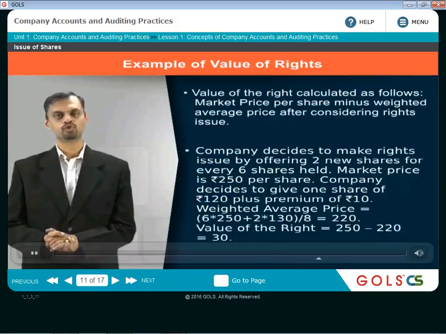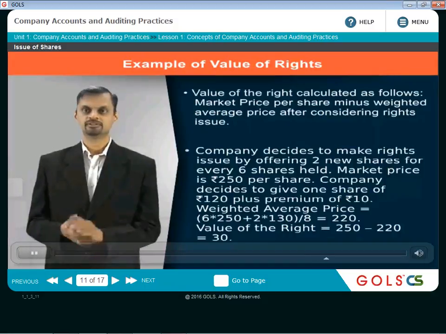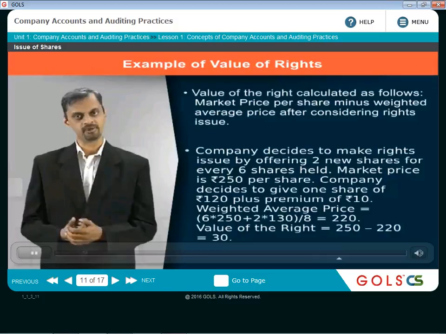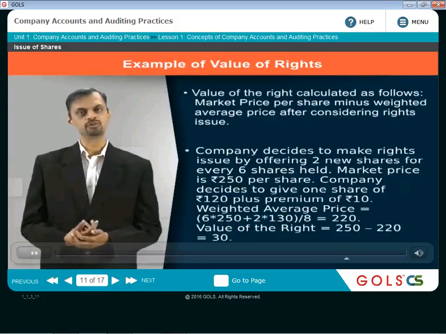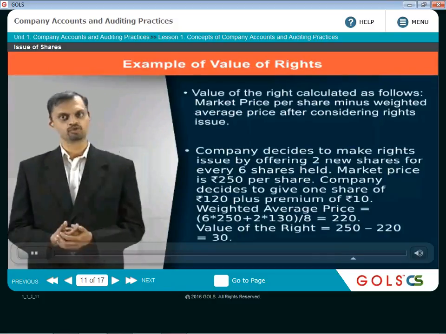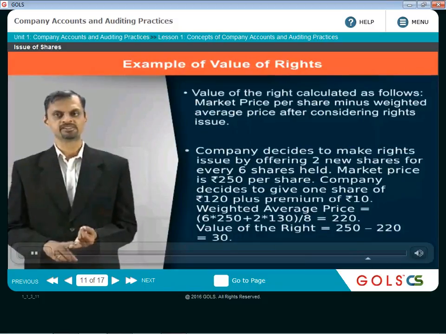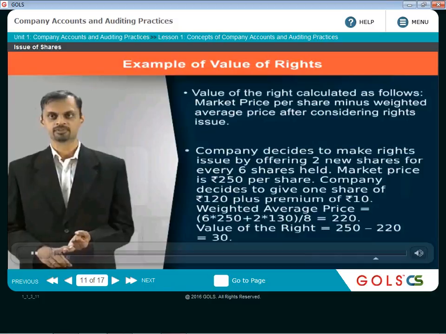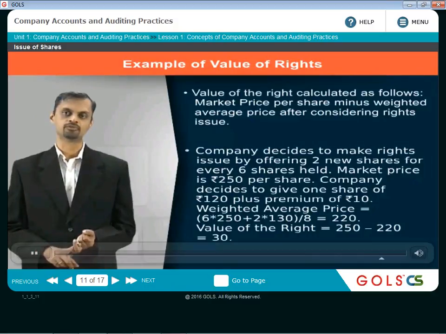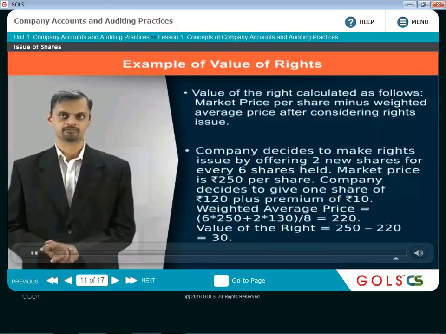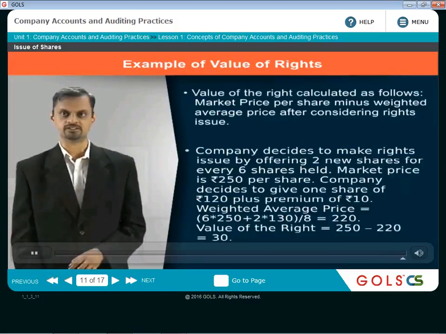So 2 into 130. This will be the total value of 8 shares. So hence divided by 8, that gives you the weighted average share price, which is 220. So the current market price is 250. Weighted average price after rights comes to 220 rupees. And therefore the value of the right will be 250 minus 220. 30 rupees is the value of one right. That is how we do the valuation of rights issue.